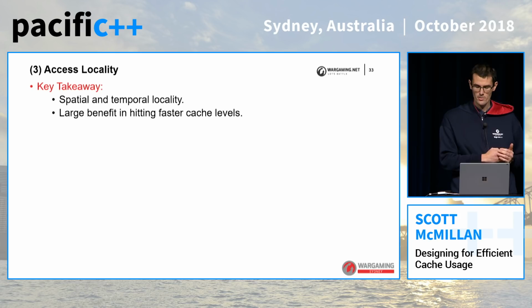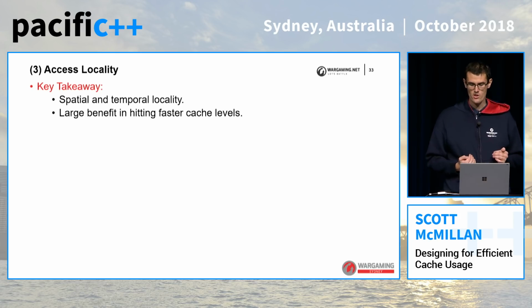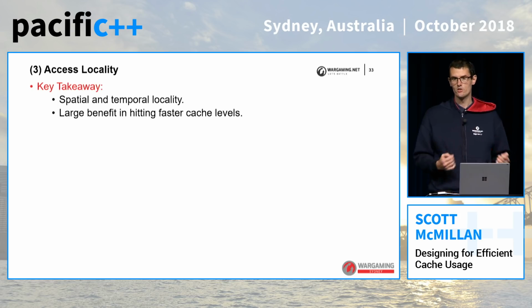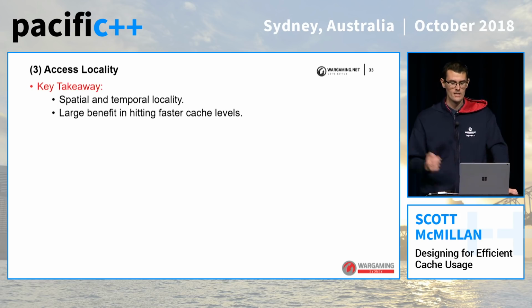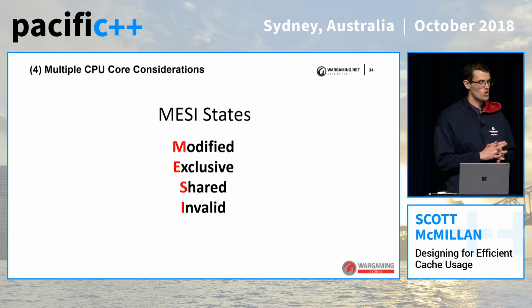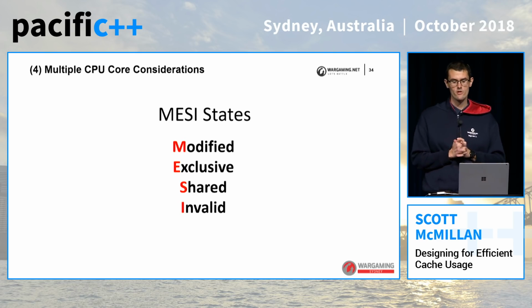Is data going to be accessed repeatedly? What data is accessed around the same time? How large is the working set for an operation? Once you're even considering these things, the various strategies for improving access locality that we've discussed, and more, are pretty simple to apply, really. All right, so let's move on to the topic of multiple CPU core considerations.